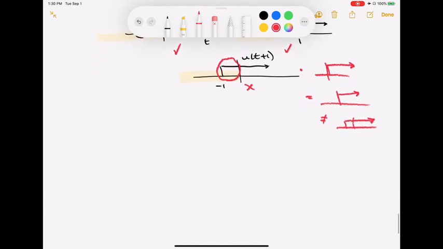There is a related term, not quite the same as non-causal. There is something called an anti-causal signal. I'm not going to make a huge deal about this, but let's just talk about it as a definition. A signal is considered anti-causal if the signal is equal to itself multiplied by u of minus t. So if it has all of its non-zero content to the left of the origin, it's anti-causal. You can be anti-causal and also non-causal, but just because you're non-causal does not mean you're anti-causal.